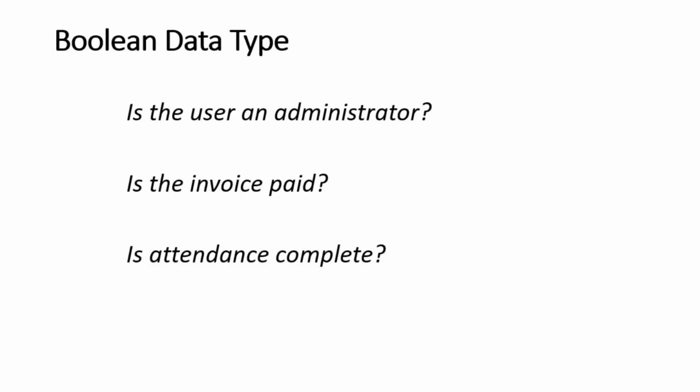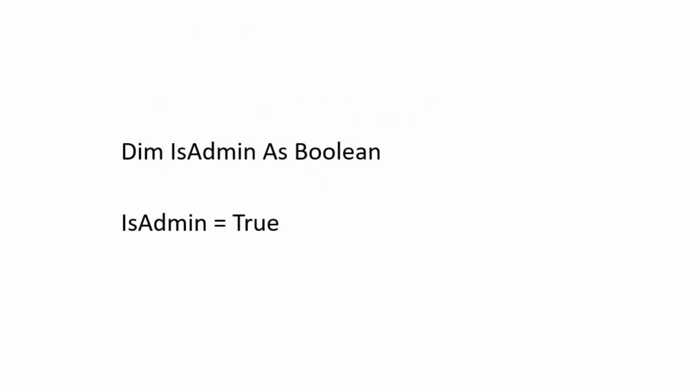Boolean data type. This returns true or false. Sometimes information only has two possible answers. For example, is the user an administrator? Is the invoice paid? Is the attendance complete? In declaring this kind of variable, we would say Dim isAdmin as Boolean, and isAdmin will be equal to either True or False. Remember that Boolean variables can only store true or false values. This makes them extremely useful for controlling application logic.